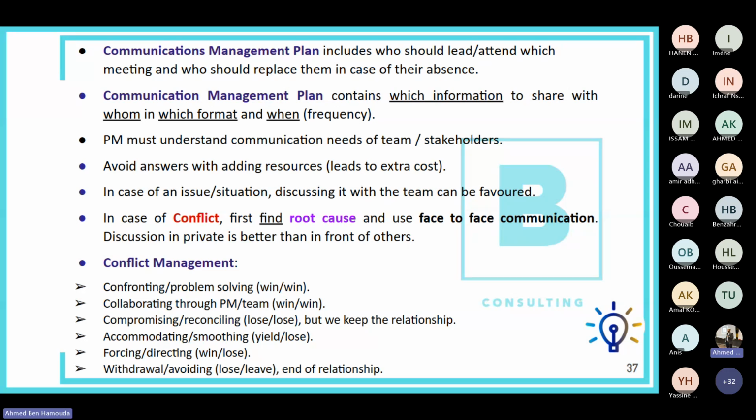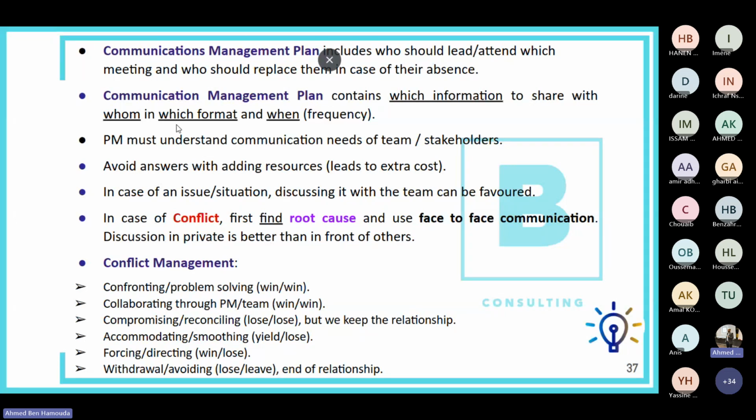Now, the communications management plan, same as the resource management plan. In this communication plan, you should define which meetings we will have in the project, who should attend which meeting, who should lead which meeting, and who should replace whom in case of absence. So the communication management plan should mention who should be the backup of whom in case of absence. The communication management plan also contains which information to share in which format and when.